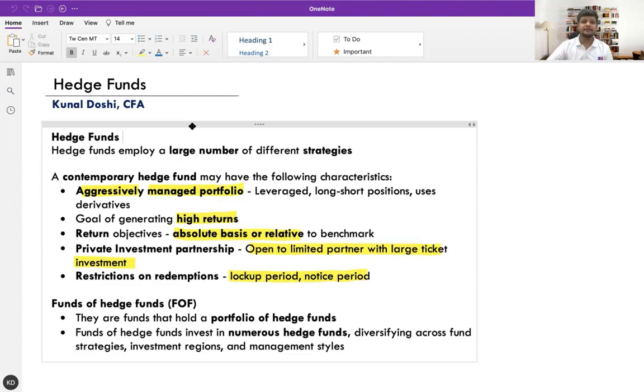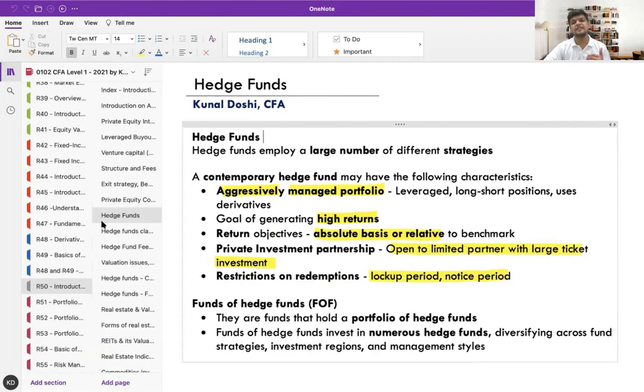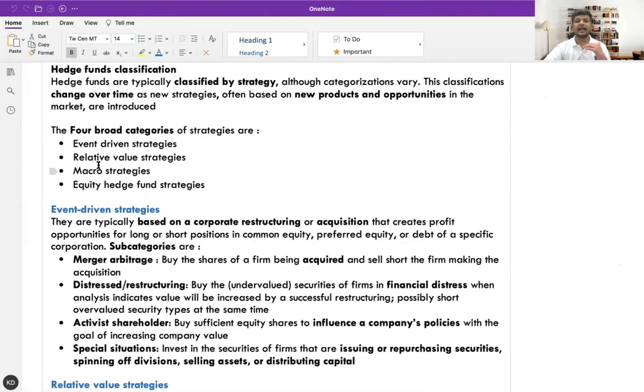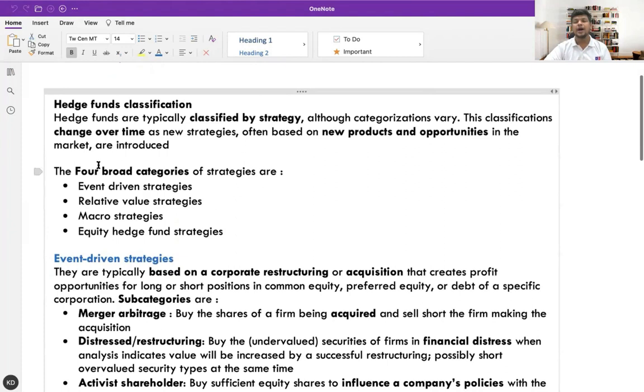Now, before I discuss the fund of funds, let me tell you what the different types of hedge funds are, and then I'll come back to that. So hedge funds are like mutual funds, so the types depend on where they invest. More or less, the hedge fund classification is about their investment theme. So it's not a different structure as such. It's a different investment ideology which defines the different types of hedge funds. Are you getting my point? Right? Yes. So there are four broad categories.